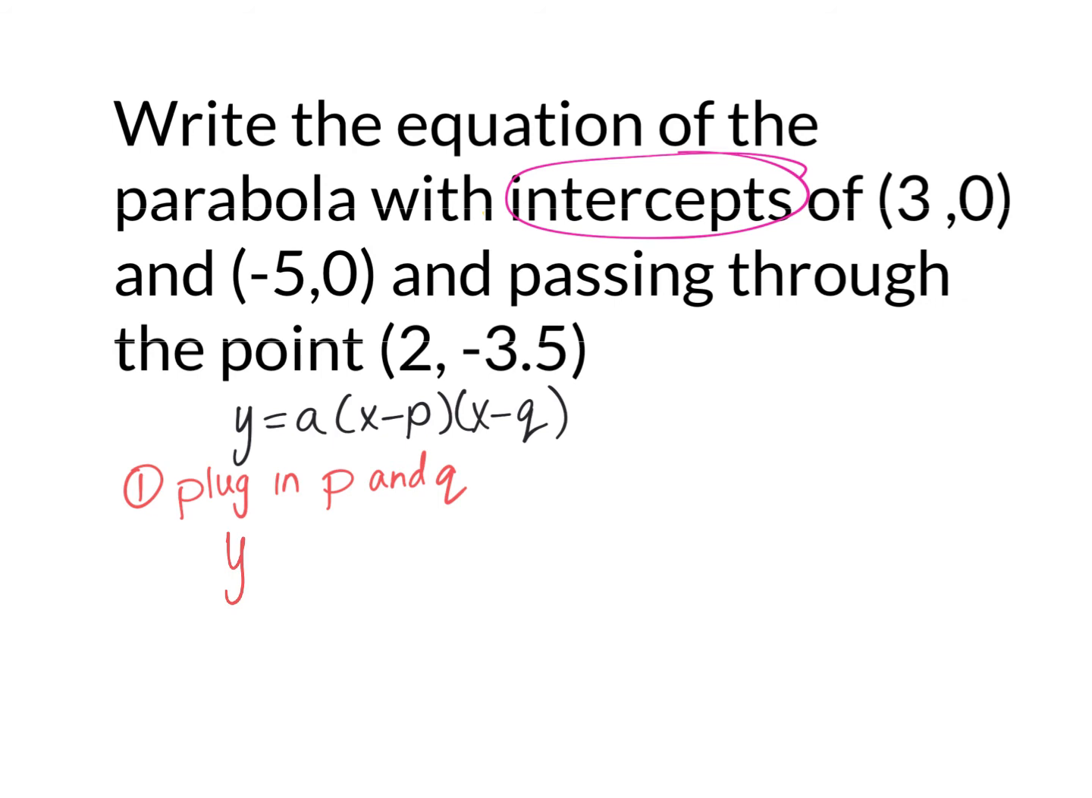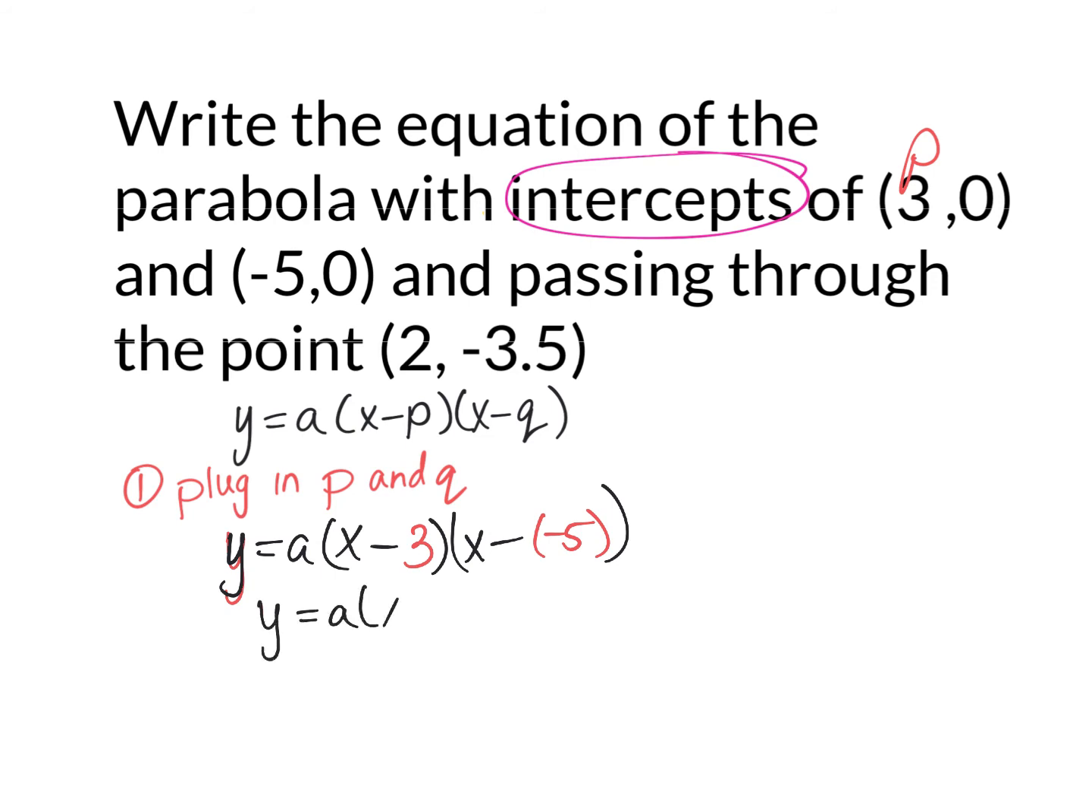So y = a(x - my first p is 3. And it doesn't matter which order I write these because multiplication is commutative. And minus negative 5, that's where I'm going to get the plus from. So this becomes y = a(x - 3)(x + 5). Minus negative becomes plus.